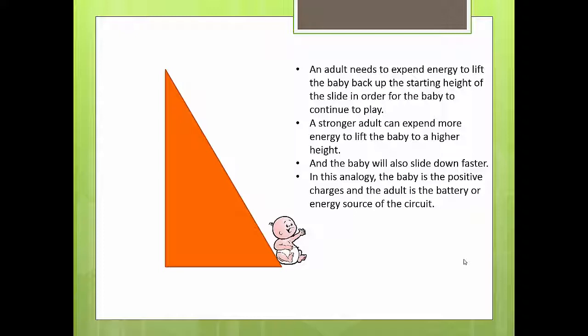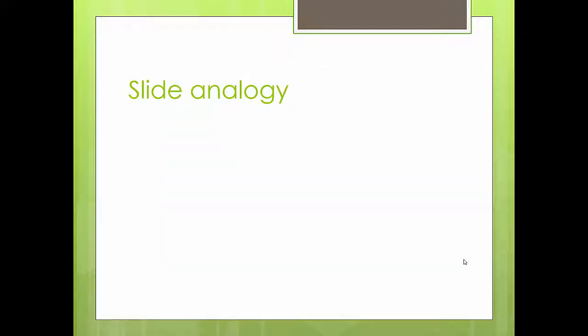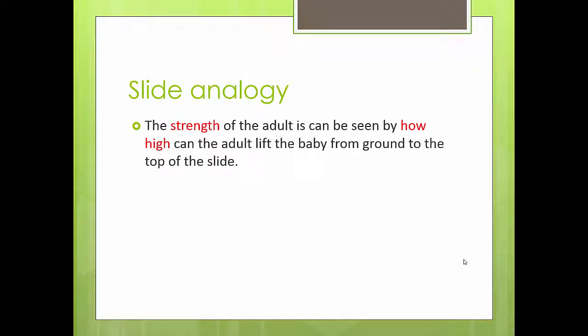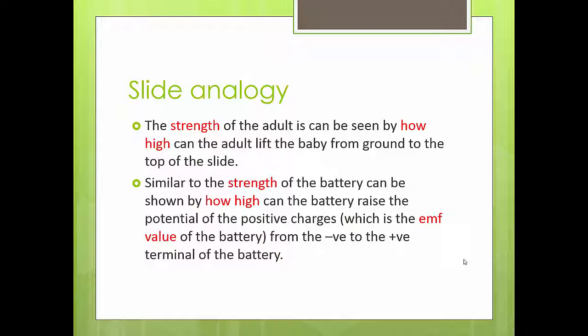In this analogy, the baby is the positive charges and the adult is the battery or the energy source of the circuit. The strength of the adult can be seen by how high the adult can lift the baby from the ground to the top of the slide. Similar to the strength of the battery, that can be shown by how high the battery can raise the potential of the positive charges, which is the EMF value of the battery, from the negative to the positive terminal of the battery.